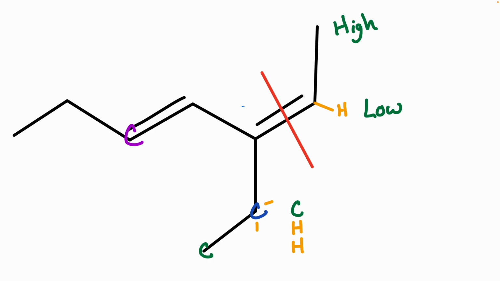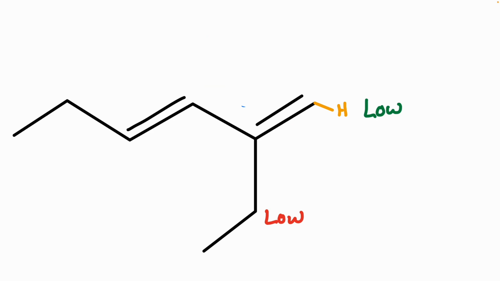So all that to say, this is my high priority group, and this is my low priority group, that ethyl group. Since the two high priority groups are on the same side, this has the stereochemistry Z. I'm going to clear this up and make room for the next one. This one is the Z stereochemistry.